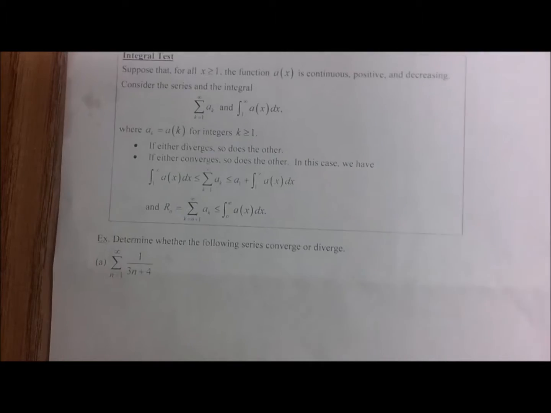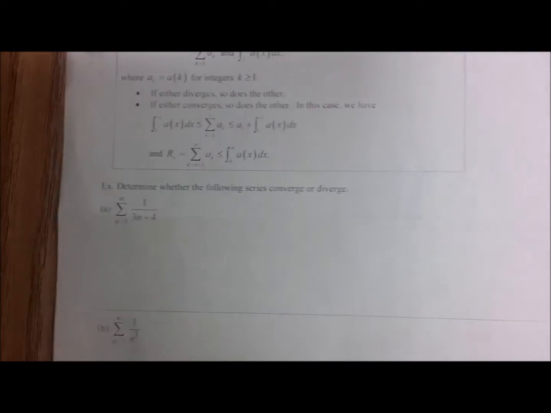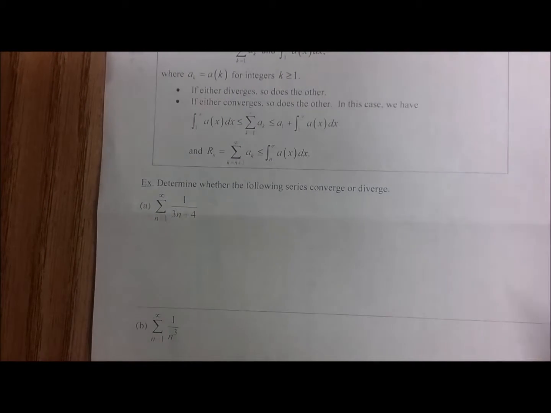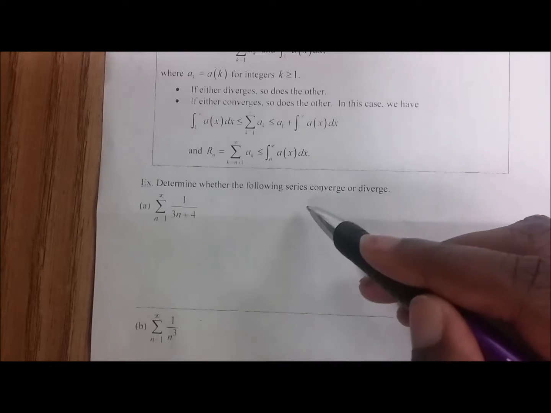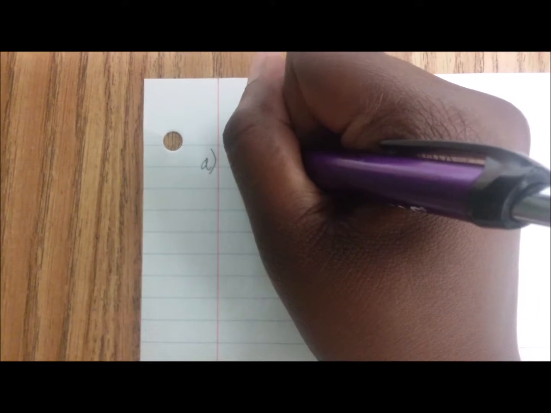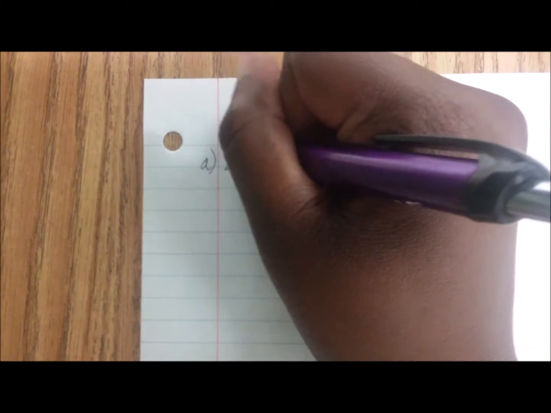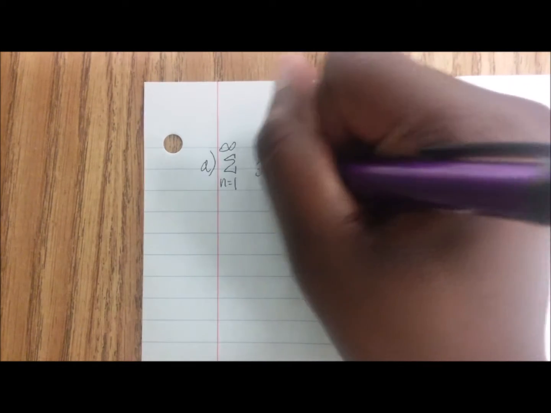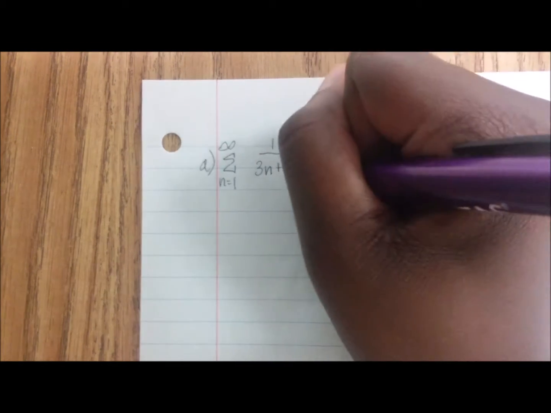So the first problem is this, and we're just gonna bring it. So a is summation n equals 1 over 3n plus 4.